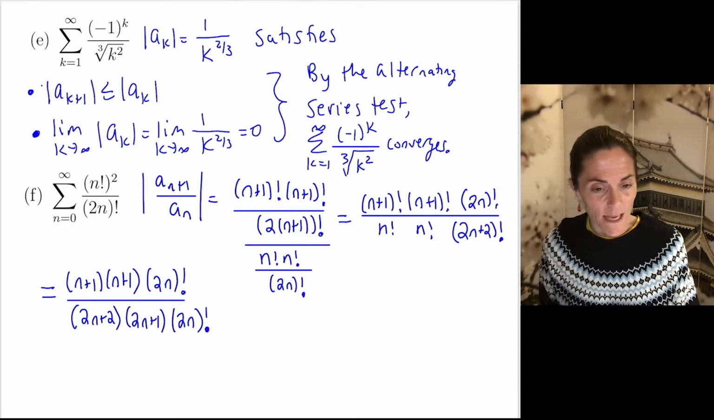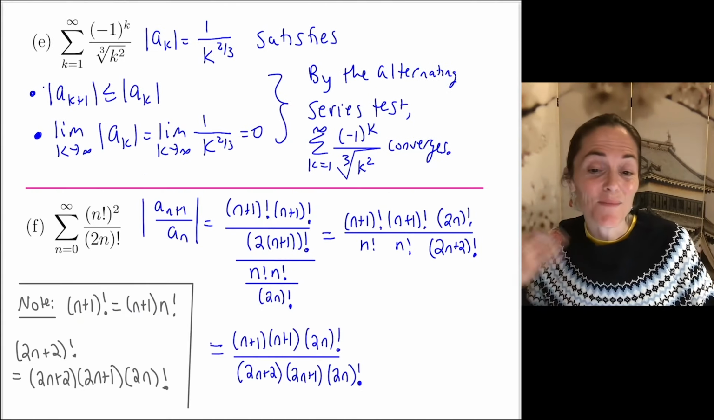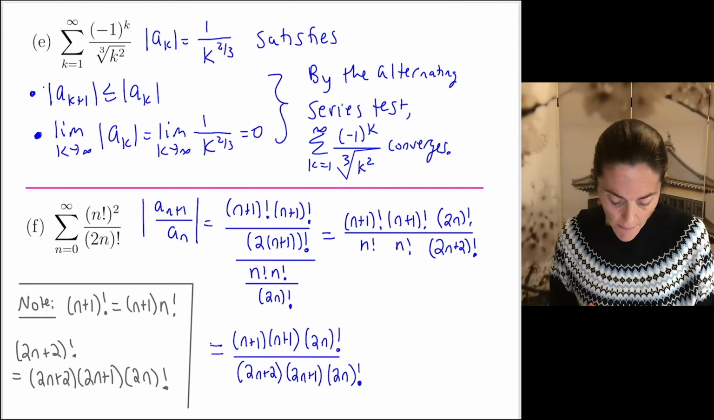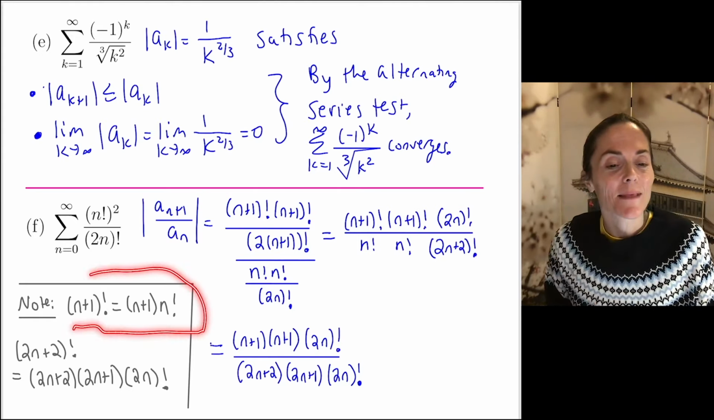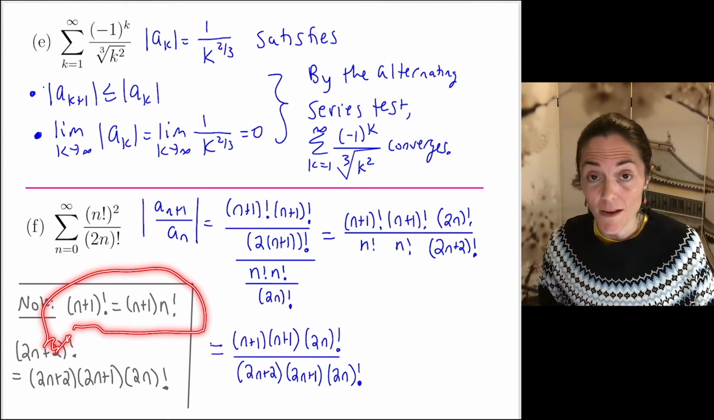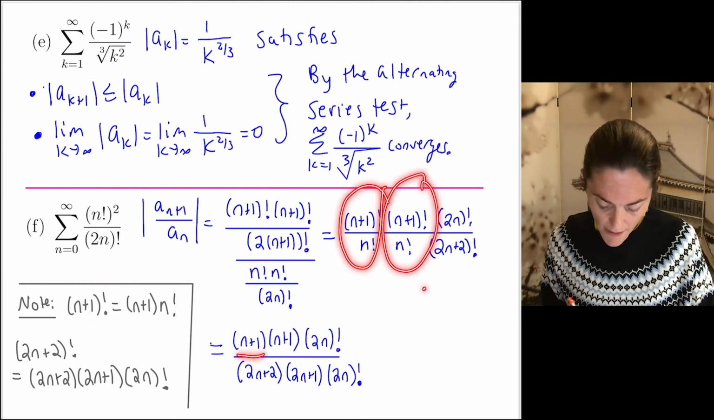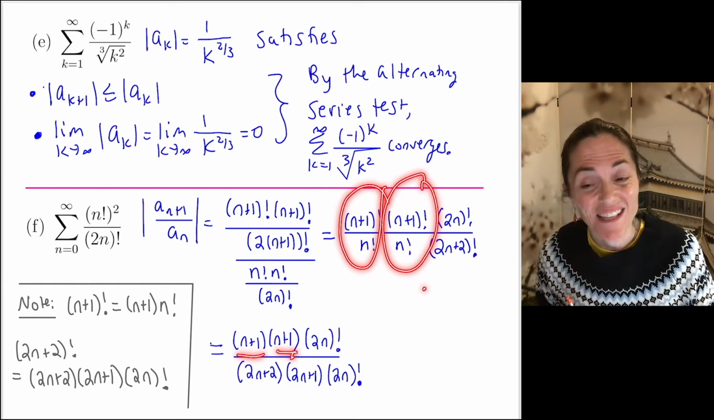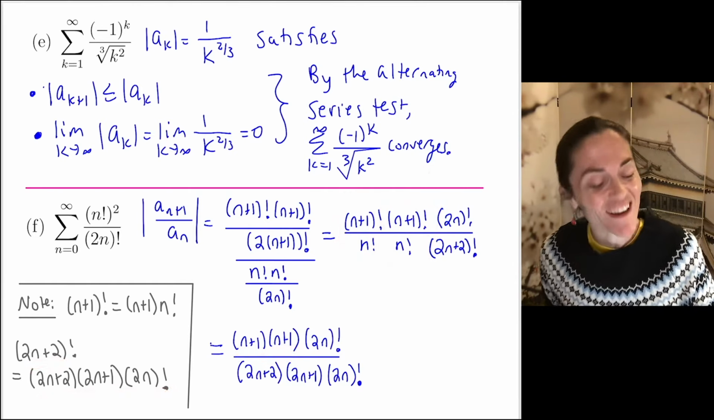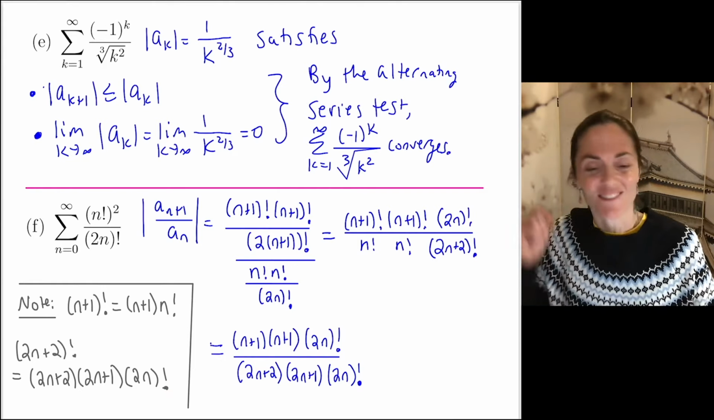I just have one more step to have this fully simplified. I have moved things around a little bit, and then I added this note. In particular, this one is something I use two times: that (n+1) factorial is (n+1) times n factorial. I used it here and here to write those two as just (n+1) times (n+1). And then I also wrote this: (2n+2) factorial is (2n+2) times (2n+1) times 2n factorial.